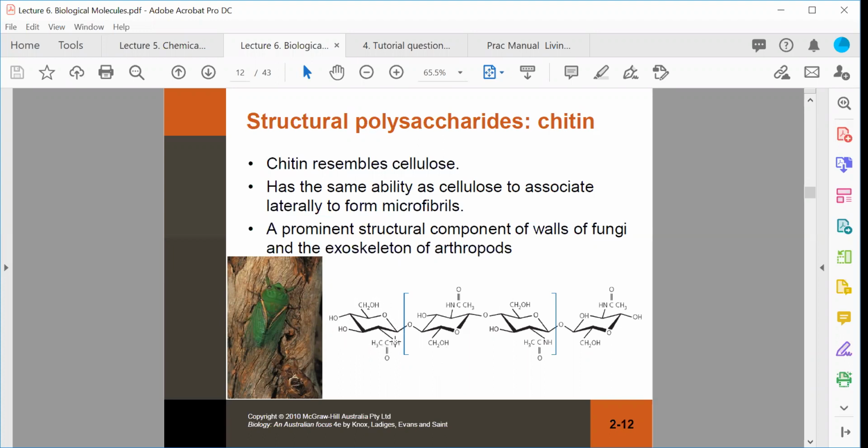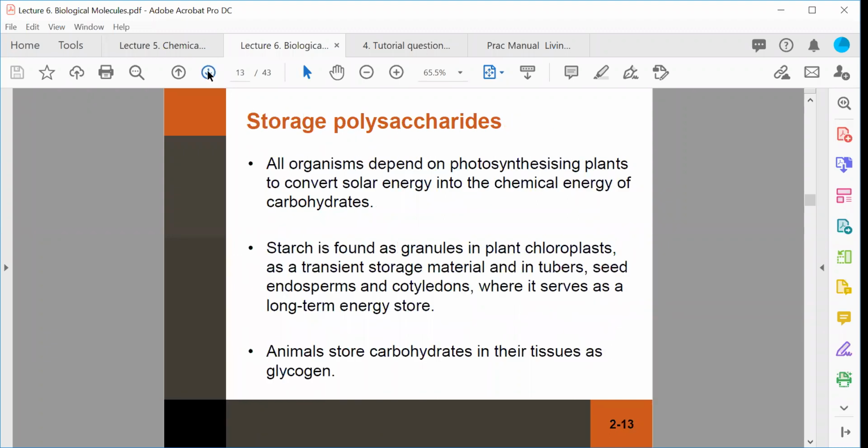So this is very similar to glucose, but it's not glucose, and it's attached, as we can see, to other monomers here. And the difference between glucose and this particular monomer is the presence here of a nitrogen-containing group. Okay, that's the difference there. So these can be looked at as glucose derivatives, if you like, but they're certainly not glucose monomers. All right, so that's chitin, and that's our structural polysaccharides.